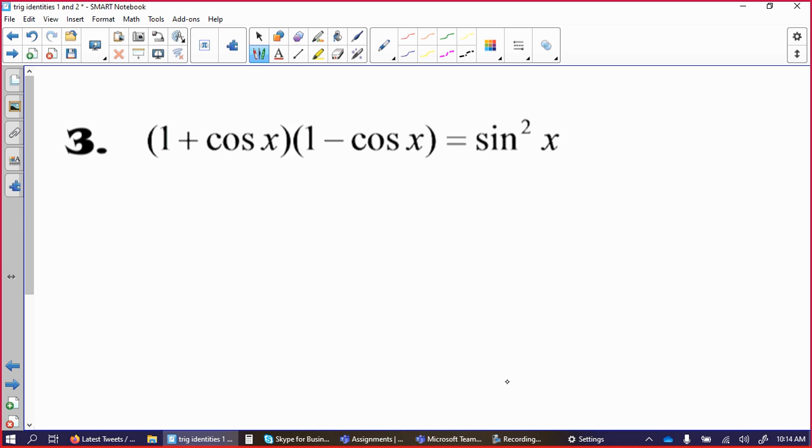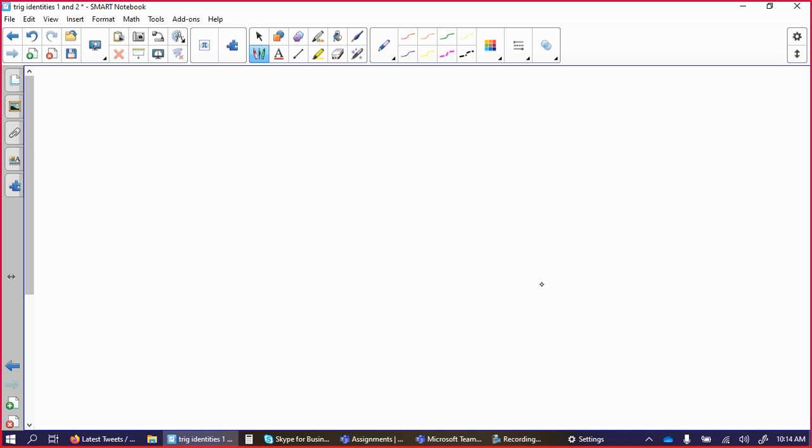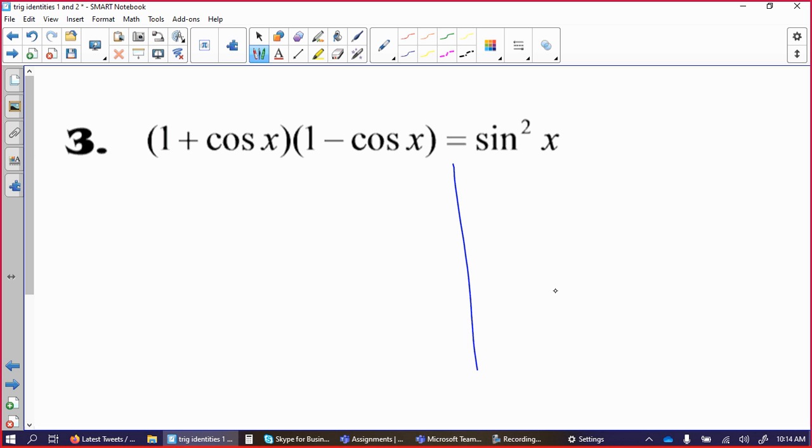Oh, 1 plus cos, 1 minus cos, and we've got sine squared. Hopefully there are some of these where we actually have to do something to the right-hand side, because so far we haven't really done anything. This is one where technically I can do not much to that side. I've got brackets and I've got a squared term, so this one I'm going to expand.